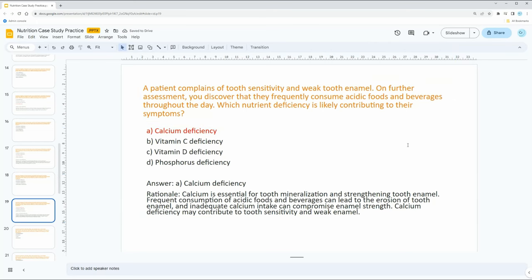So this is essential. Calcium is essential for tooth mineralization and strengthening tooth enamel. When you often consume acidic foods and beverages, this can lead to erosion of tooth enamel, and inadequate calcium intake can compromise enamel strength. Calcium deficiency may contribute to tooth sensitivity and weak enamel.